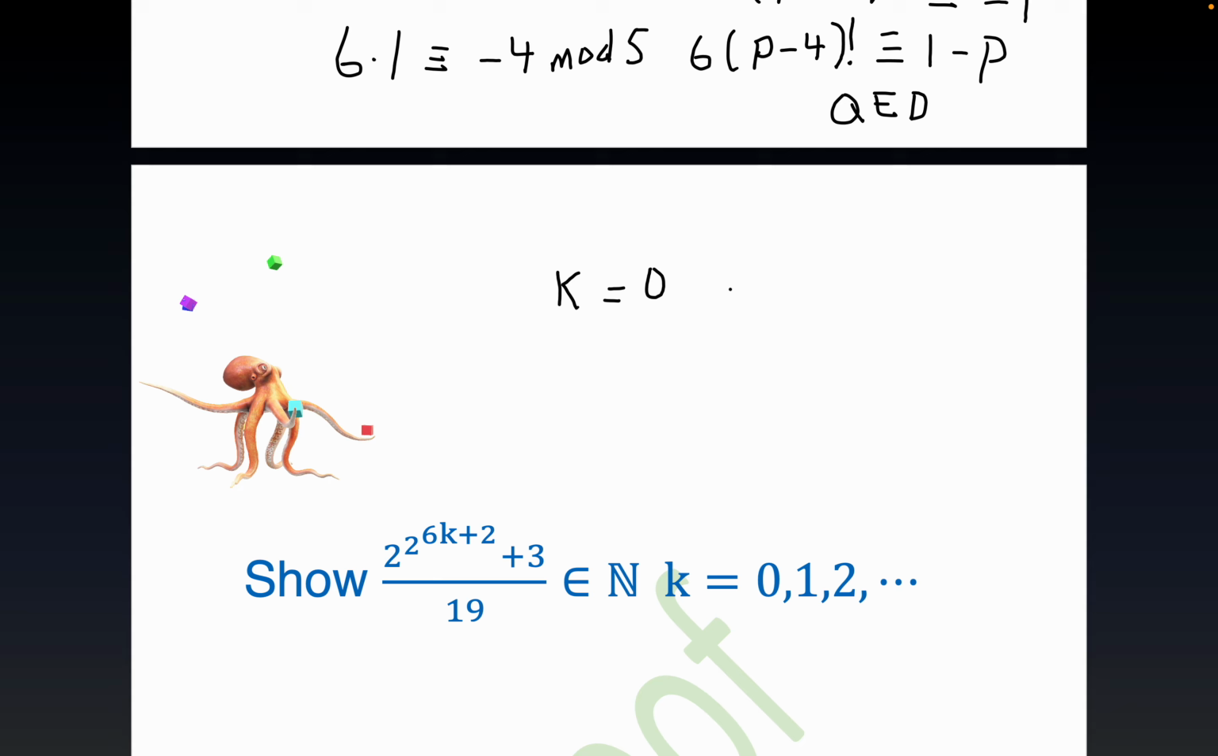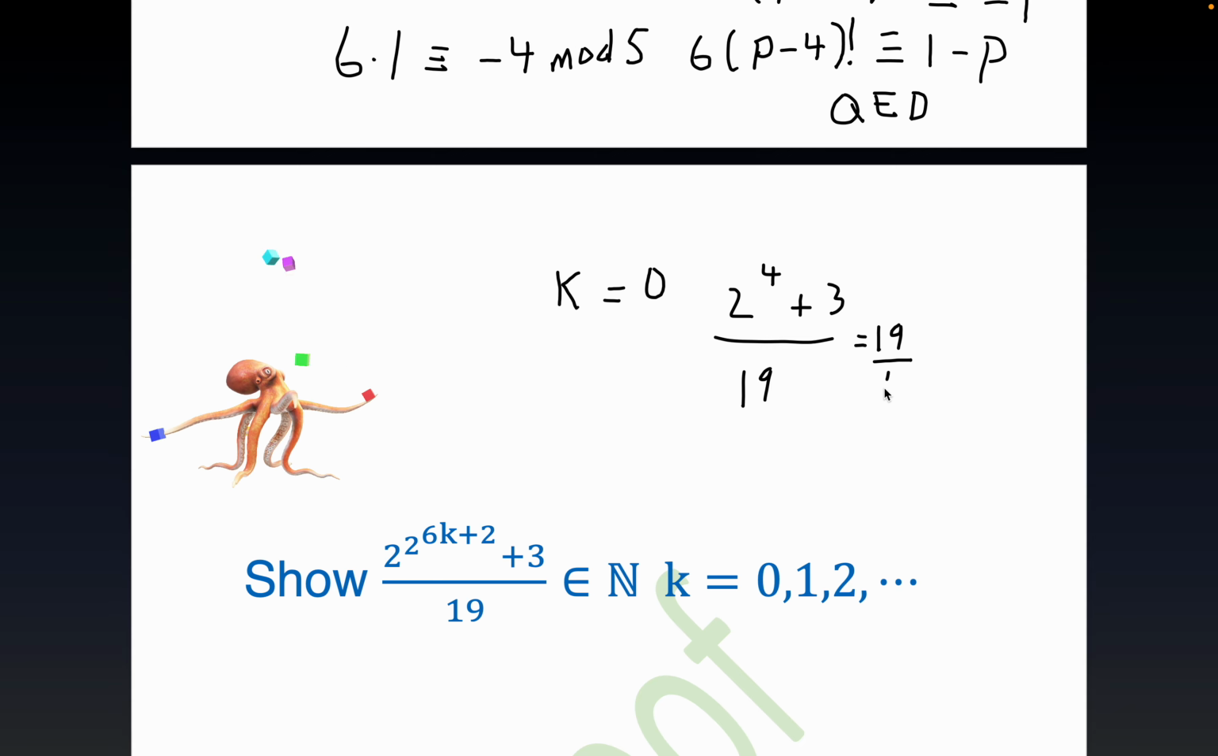But if you put k equals 0 right here, you would have 2 to the 4th, which is 16. So it's 2 to the 4th plus 3 over 19, which is equal to 19 over 19, which is a proud member of the natural numbers, namely 1. It's the first natural number, member of N, the set of positive integers, or non-negative, I guess, the way we're using it here.